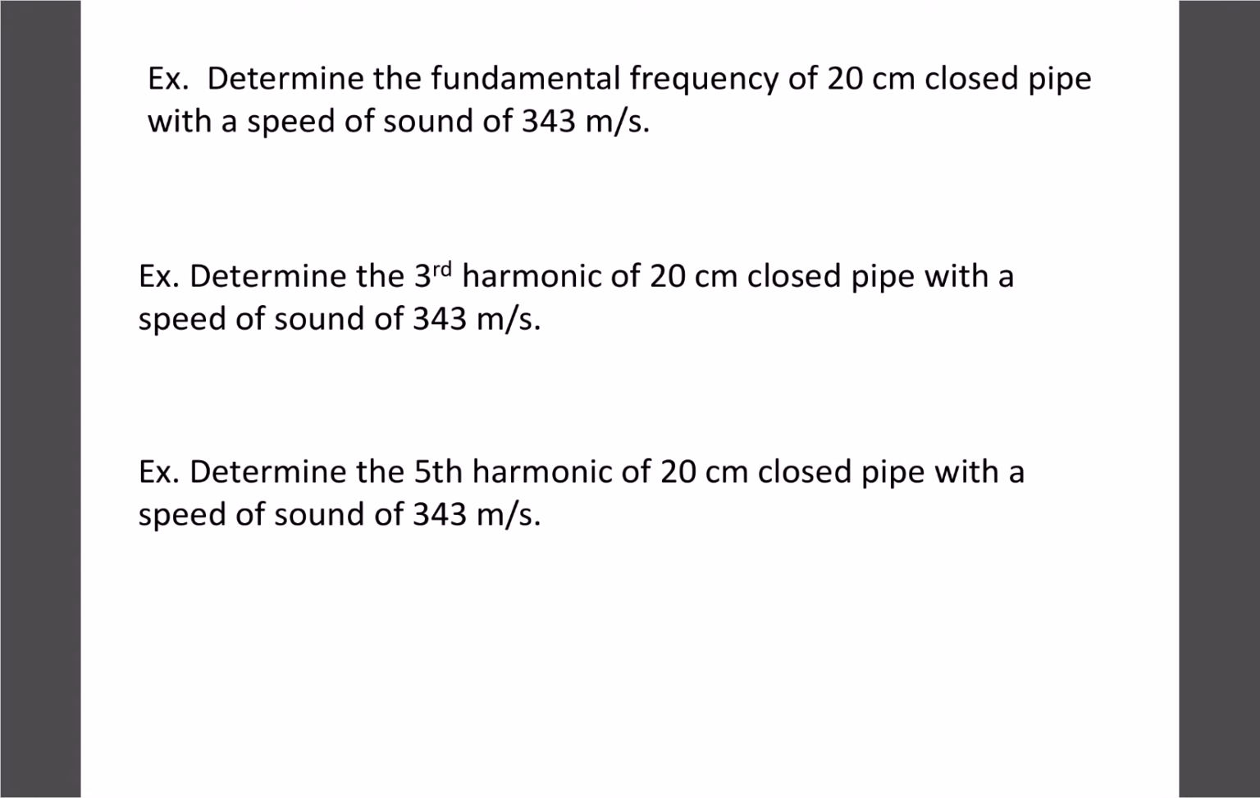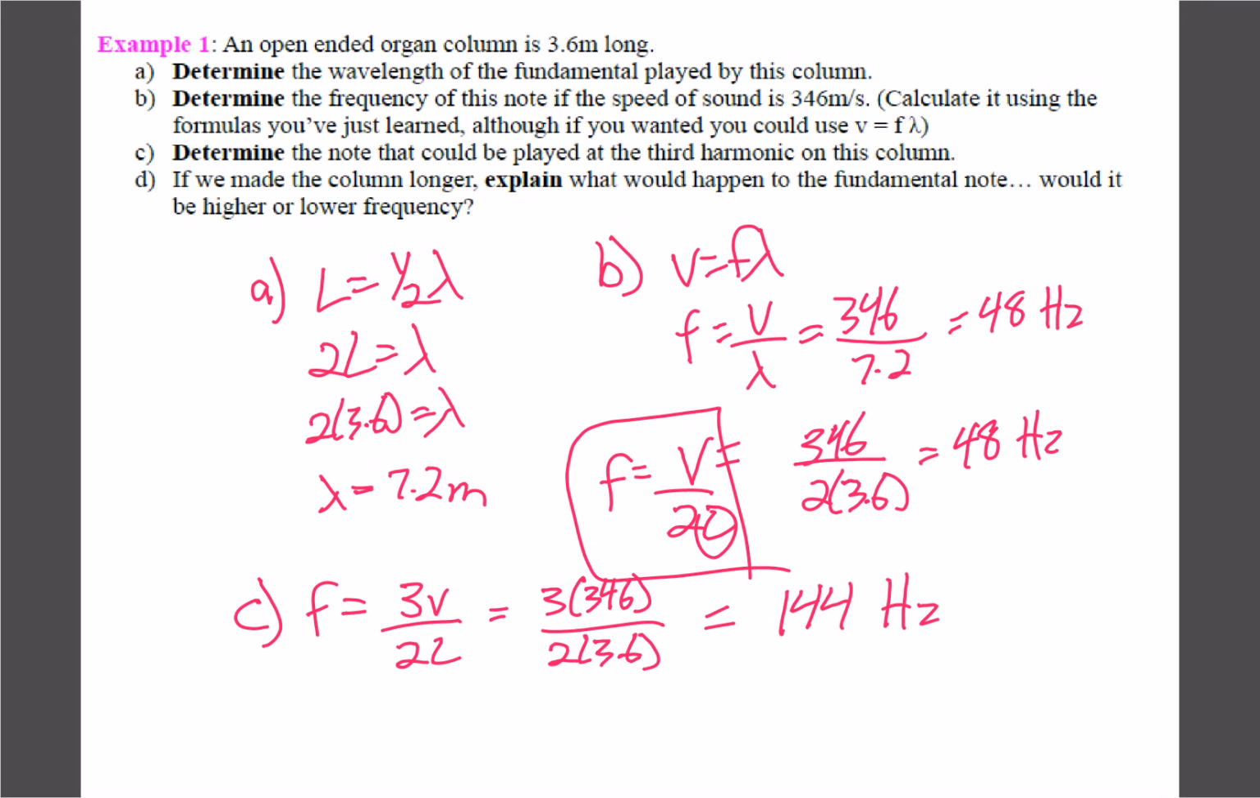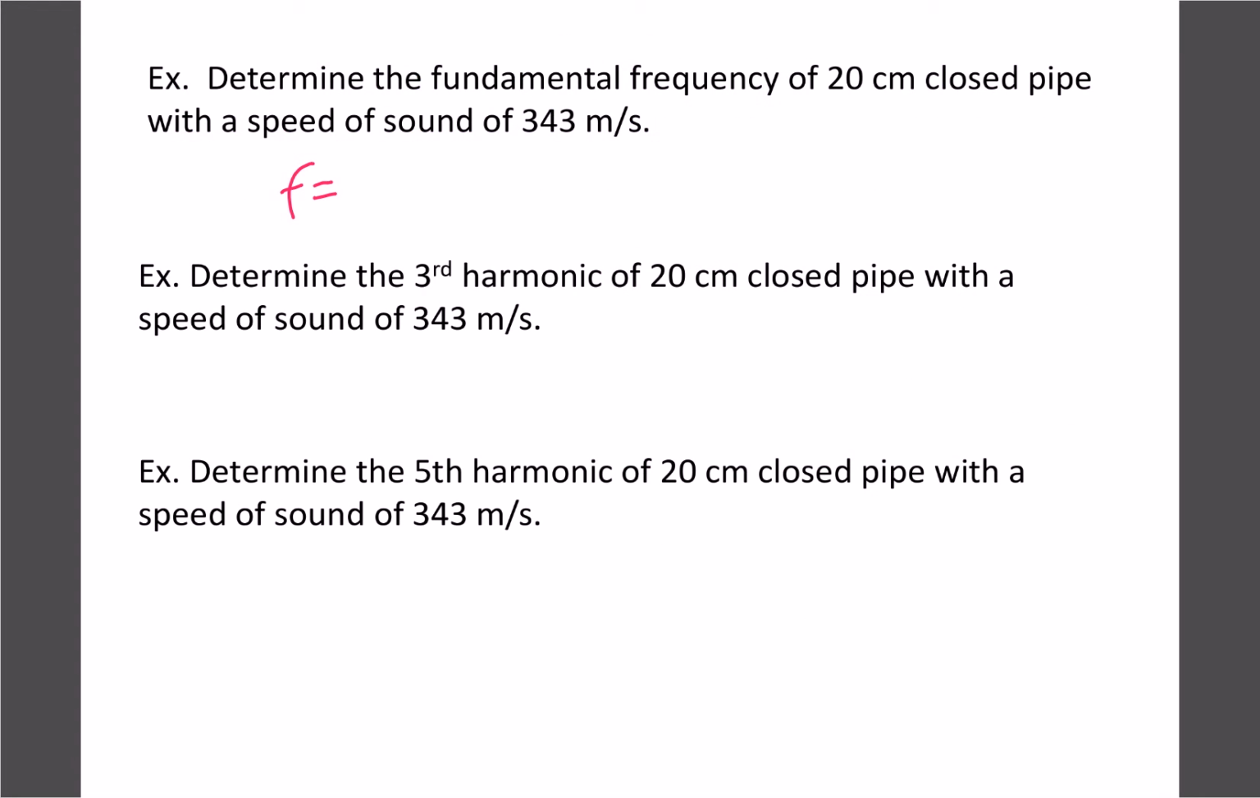So here's a couple other questions we can do quickly. So here we got a closed pipe, so we want fundamental. So for closed, remember our formula is quarters. So closed pipe, we want V over 4L instead of 2L. So that's really the only thing you got to be careful of. If it's open, use 2. If it's closed, you use 4. So V over 4L. So we put in our 343 divided by 4 times 20 centimeters. Make sure you change that to meters. So 343 divided by 0.8 gives us a frequency of roughly 429 hertz.